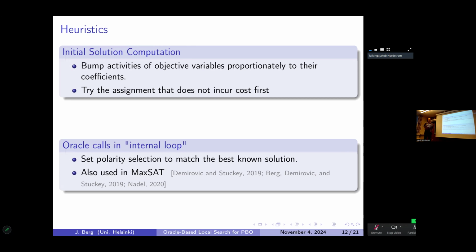Are we doing phase saving or do I have my favorite phase? Then you're saying for all objective variables, I want to fix them to the non-contributing phase. Yeah. And maybe non-objective variables get a bump of 1, and objective variables get a bump of, I don't know, the coefficient +1 or something.